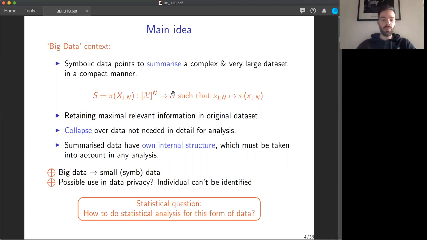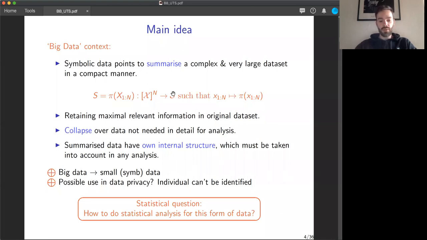What we want is to get rid of all the superfluous information that is not going to bring much to the analysis. By aggregating the data into these summaries, there will be an internal structure inside each summary, and also a dependent structure between the summaries. So we have to take into account these two types of dependence. Hopefully, we want to go from a big data set and collapse it into a smaller symbolic data set and be able to perform an analysis that will be as accurate, but also much faster.